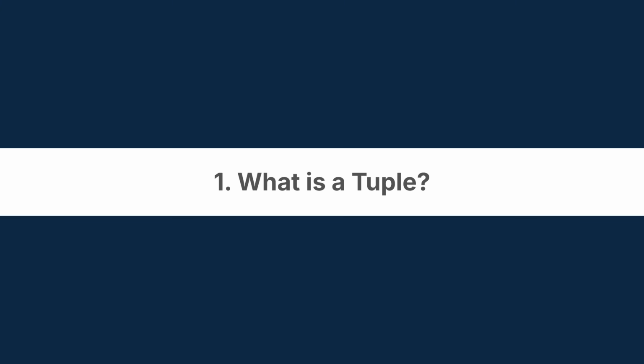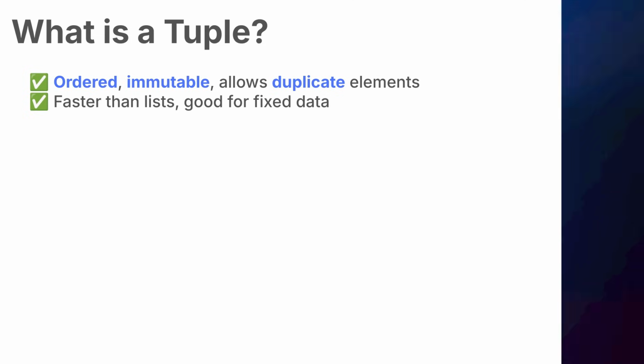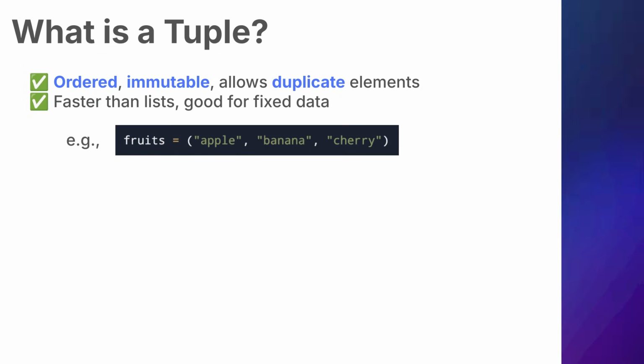One, what is a tuple? A tuple is like a list. It's ordered but immutable, which means unchangeable. Faster than lists, good for fixed data. In Python, it looks like this. Uses parentheses instead of square brackets.